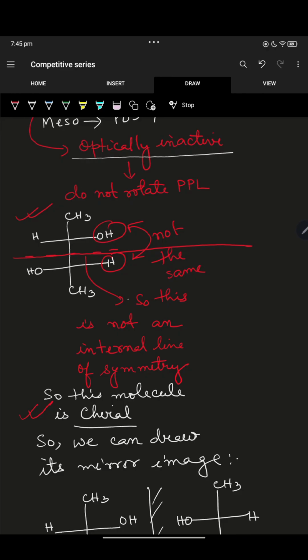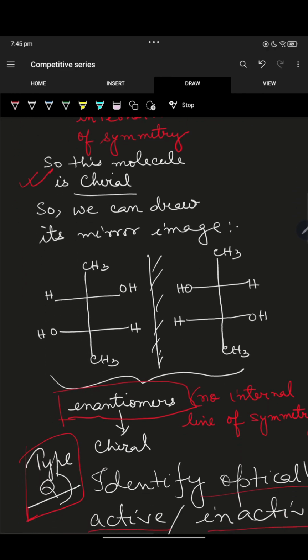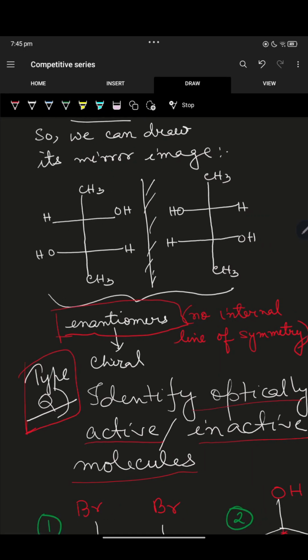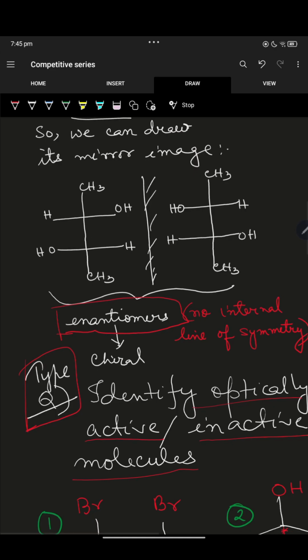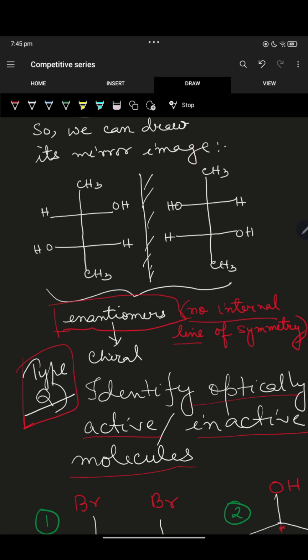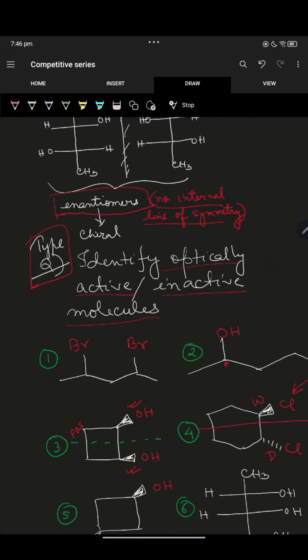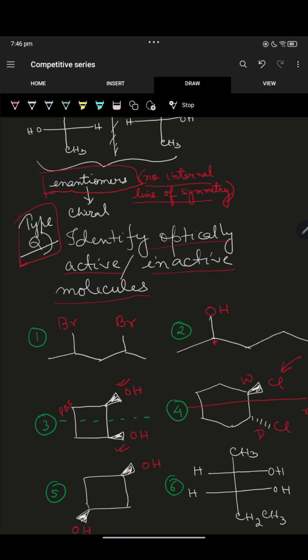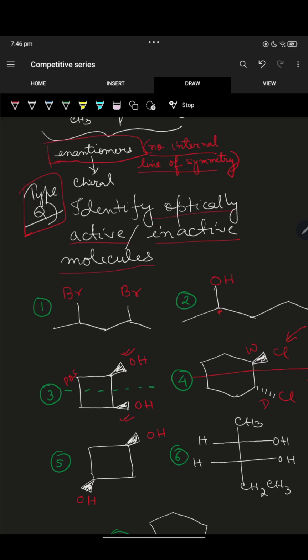This molecule is chiral, and so we can draw its mirror image. And what is the relation of this mirror image? They are enantiomers. Why are they enantiomers? Because they do not have any internal line of symmetry. So what type of questions can be set from this type of concept? The question I have given: identify optically active or optically inactive molecules.